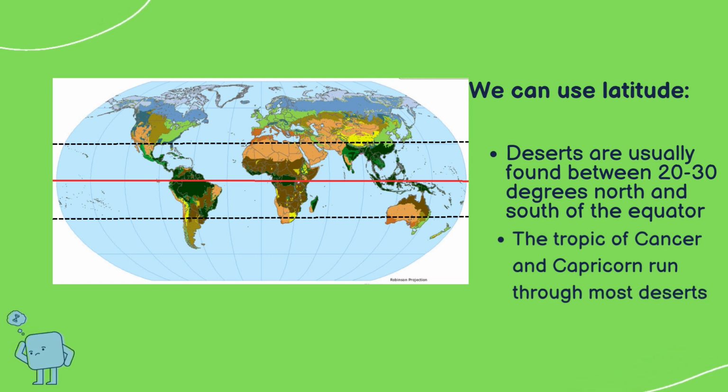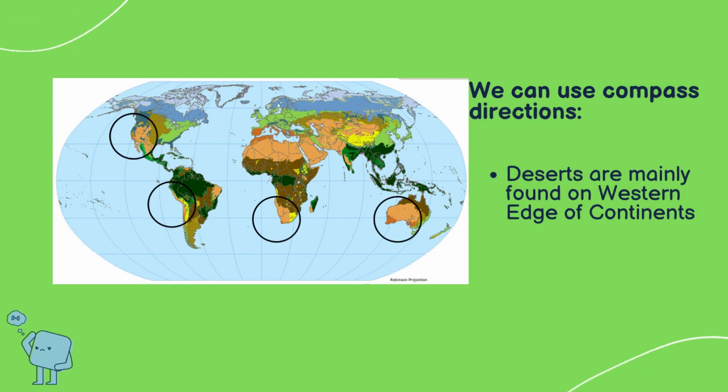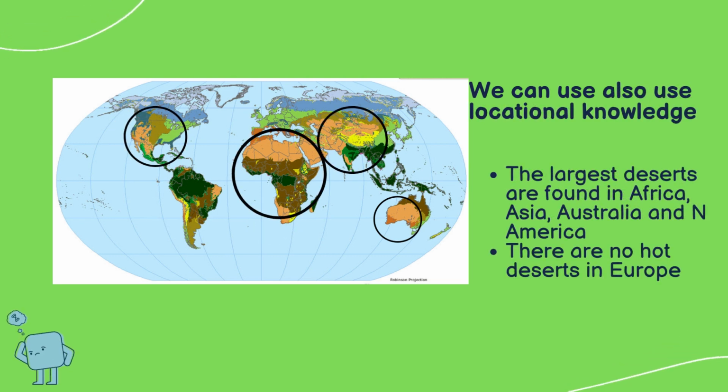Secondly, we can also use compass directions. For example, deserts are mainly found on the western edges of continents. Finally, we could use locational knowledge. For example, the largest desert can be found in Africa, with large ones in Asia, Australia, and North America. There are no hot deserts in Europe. So, that's how we describe the distribution.